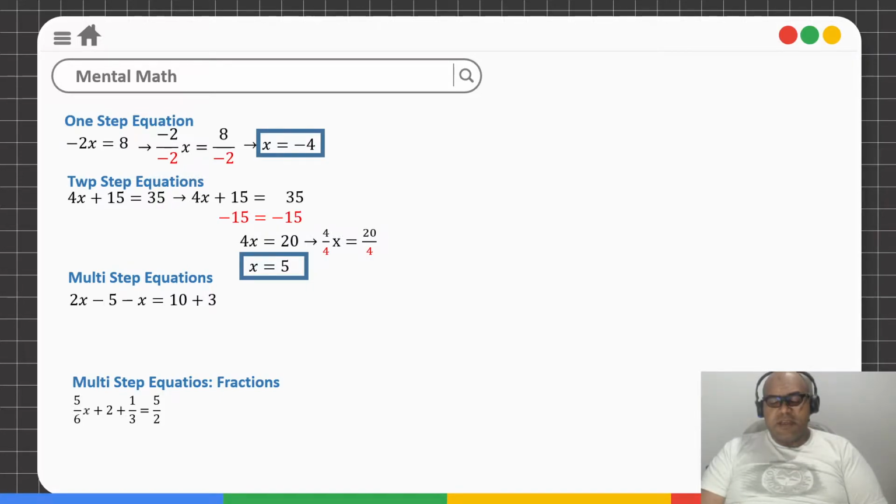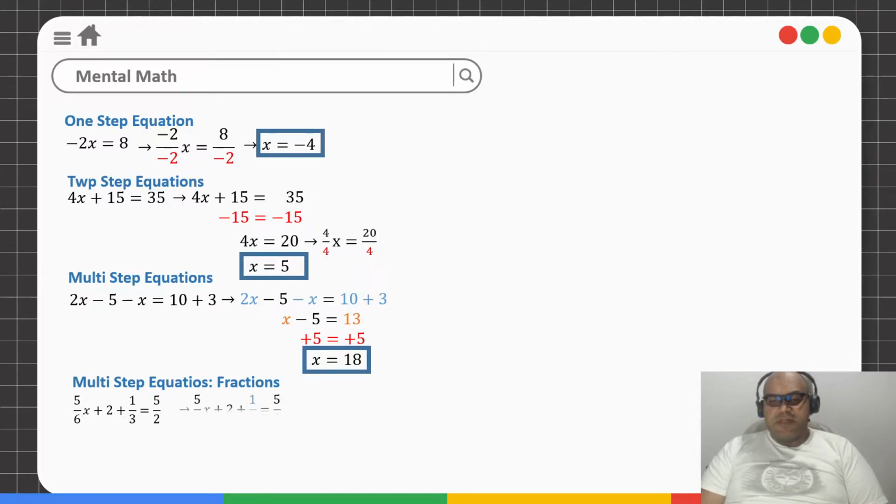Multi-step equations here. Remember, our new step over here is to combine like terms first. Let's do it. As you notice over here, multi-step equation in blue, we're combining 2x minus x, and on the other side of the equation, we have 10 plus 3. 2x minus x is just x, 10 plus 3 is 13. What is the math operation tied to the variable? It is subtracting 5. The opposite of subtracting 5 is adding 5. And our solution: x equals 18.